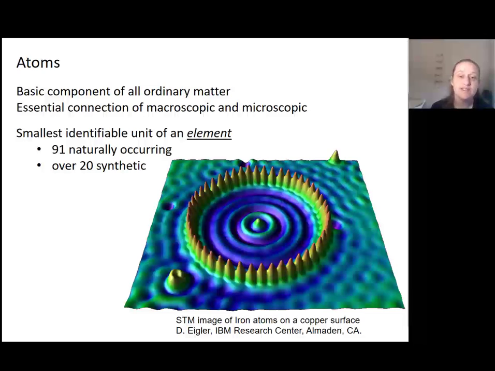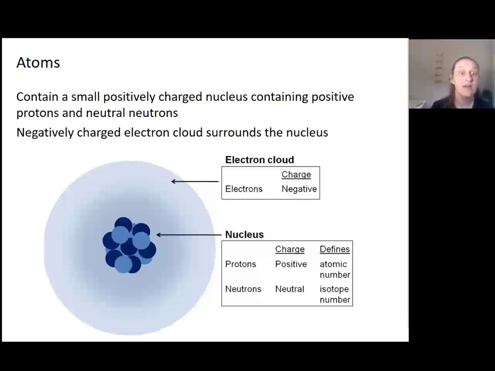Atoms are the smallest identifiable unit of an element, and there are 91 naturally occurring elements, as well as over 20 synthetic elements. You will learn a lot more about atoms and their interactions throughout this course. Atoms contain a small positively charged nucleus, which contains positive protons and neutral neutrons, and this is surrounded by a cloud of negatively charged electrons.